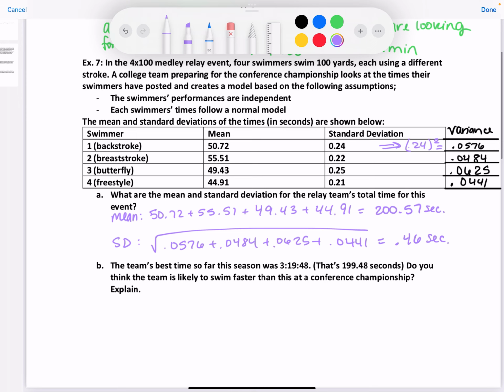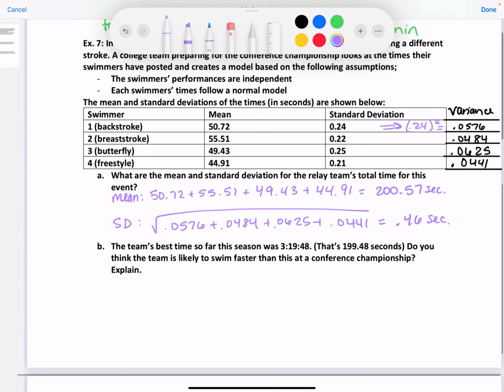So then the team's best time so far this season was 3 minutes, 19 seconds, and, you know, whatever the extra little 48 is. 199.48 seconds. Do you think the team is likely to swim faster than this at the conference championship? We have to do some math.